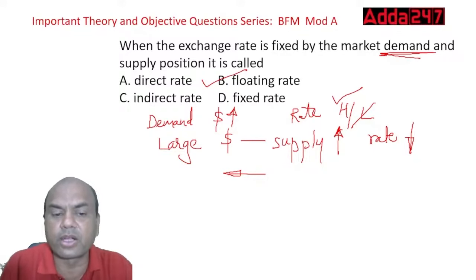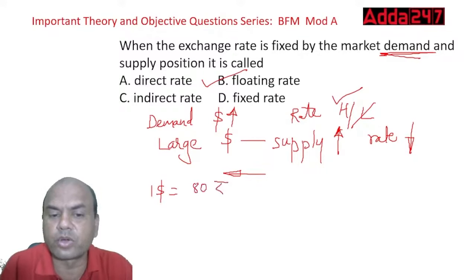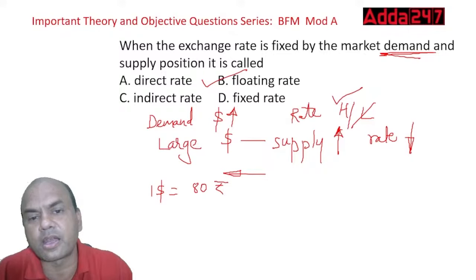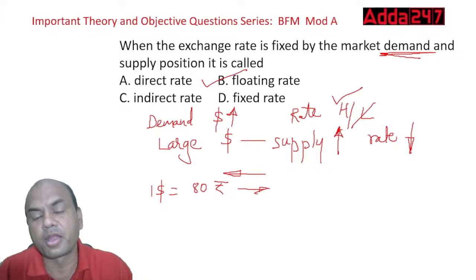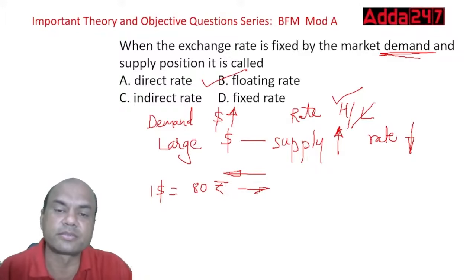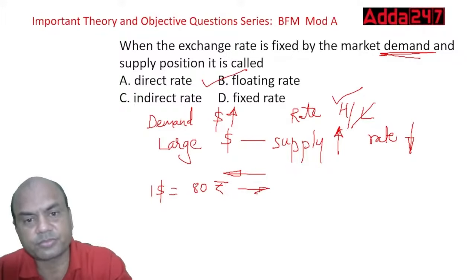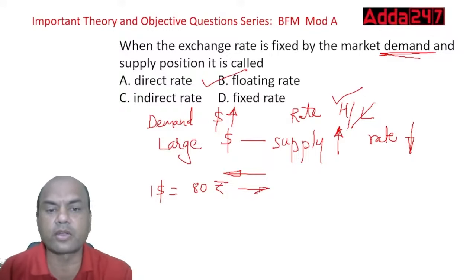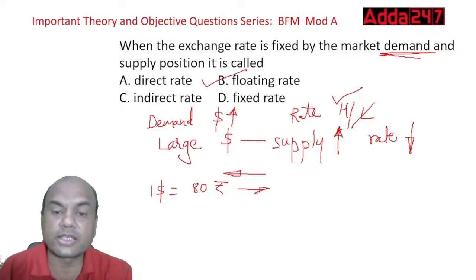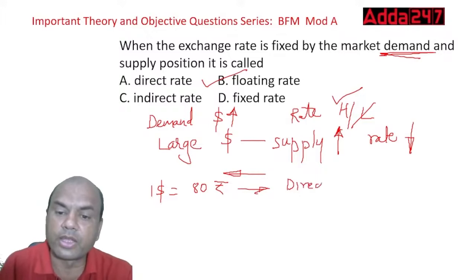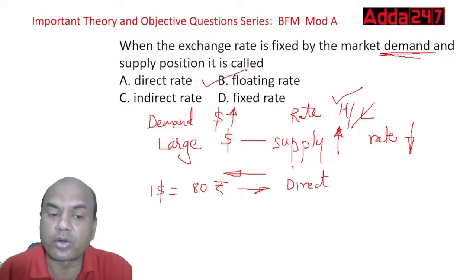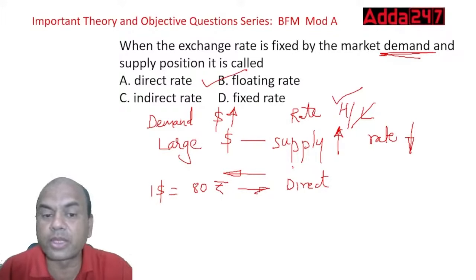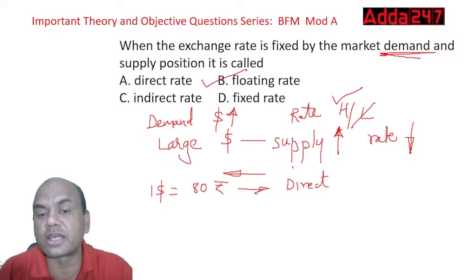If I say $1 equals 80 rupees, is this a direct rate or indirect rate? Type in the comment section. Direct or indirect? What is this called? It is called a direct rate. Remember, the logic is simple. Your dollar is fixed and your rupee, the local currency, is fluctuating. It is called a direct rate.